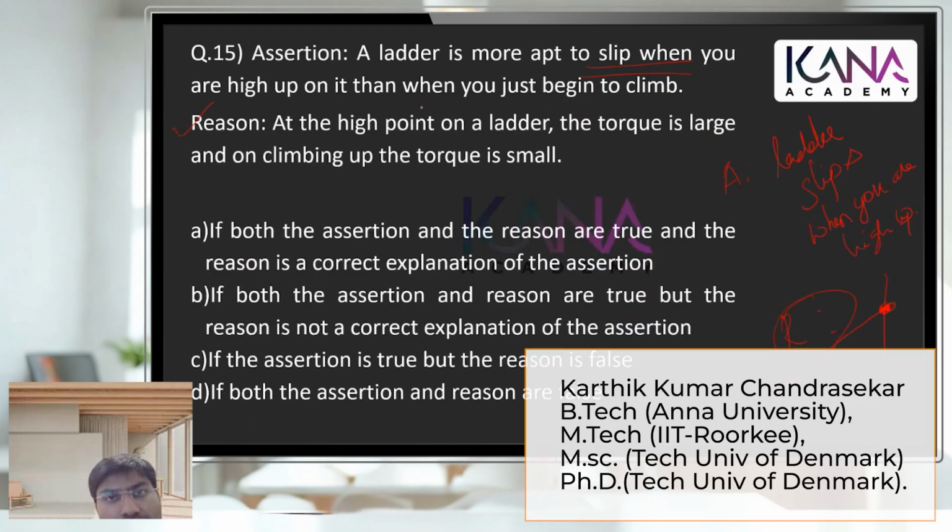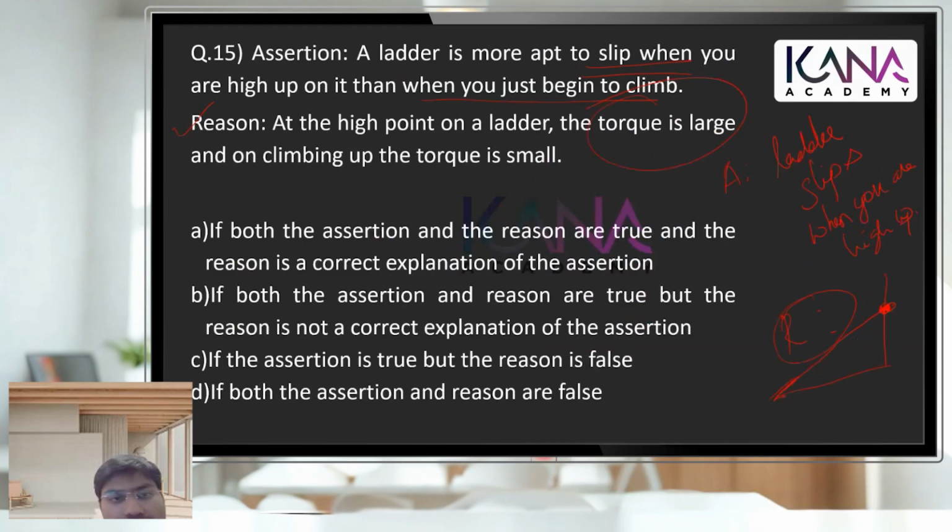This we know universally: the ladder is more apt to slip, there are more chances when we climb up the ladder, while climbing at the start nothing slips. It's mostly when you climb closer to the top that you can easily slip. The reason behind this is the magnitude of the torque, which decides it. Okay, so the answer for this will be A.